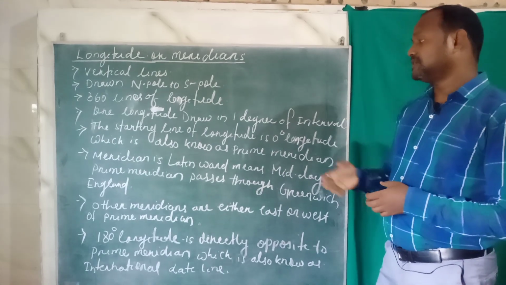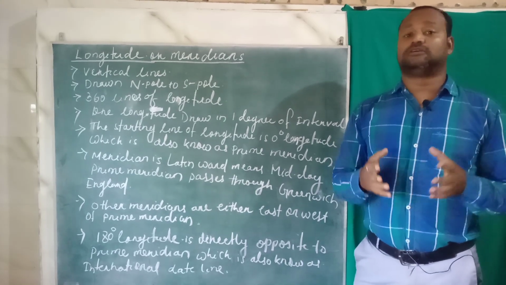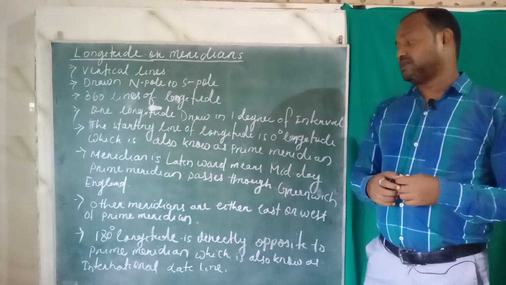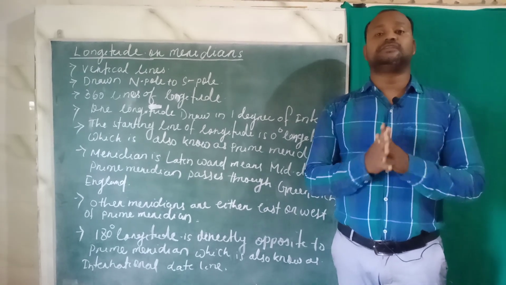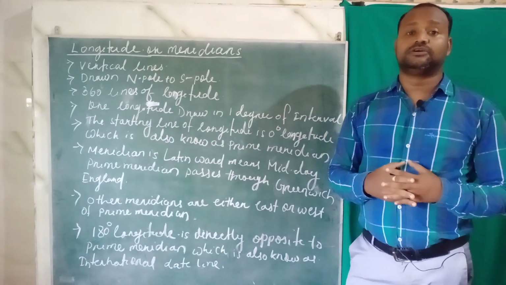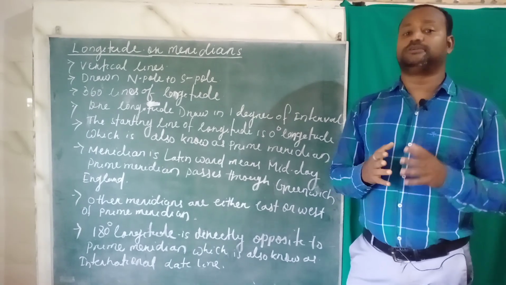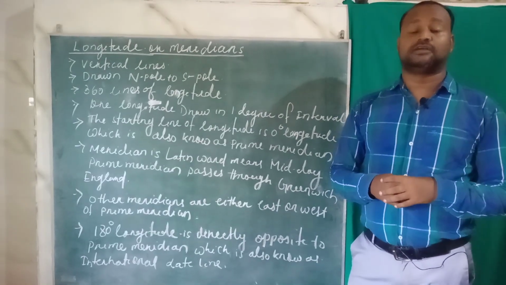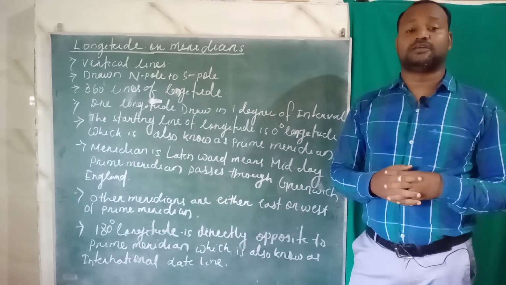Next is the meridian, which is derived from a Latin word which means midday. Next we are going to discuss the meridian. Meridian is the 0 degree longitude. From that 0 degree longitude we imagine 180 degrees of longitude in the east of it, and we imagine 180 degrees in the west of it. In total we have 360 degrees of longitude.